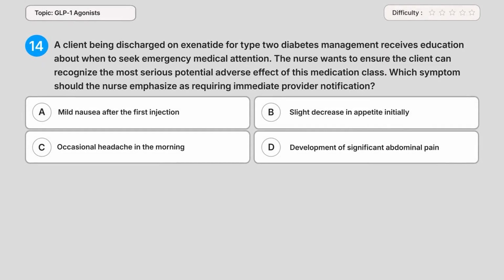14. A client being discharged on exenatide for type 2 diabetes management receives education about when to seek emergency medical attention. The nurse wants to ensure the client can recognise the most serious potential adverse effect of this medication class. Which symptom should the nurse emphasise as requiring immediate provider notification? A. Mild nausea after the first injection. B. Slight decrease in appetite initially. C. Occasional headache in the morning. D. Development of significant abdominal pain. Do you know the answer?